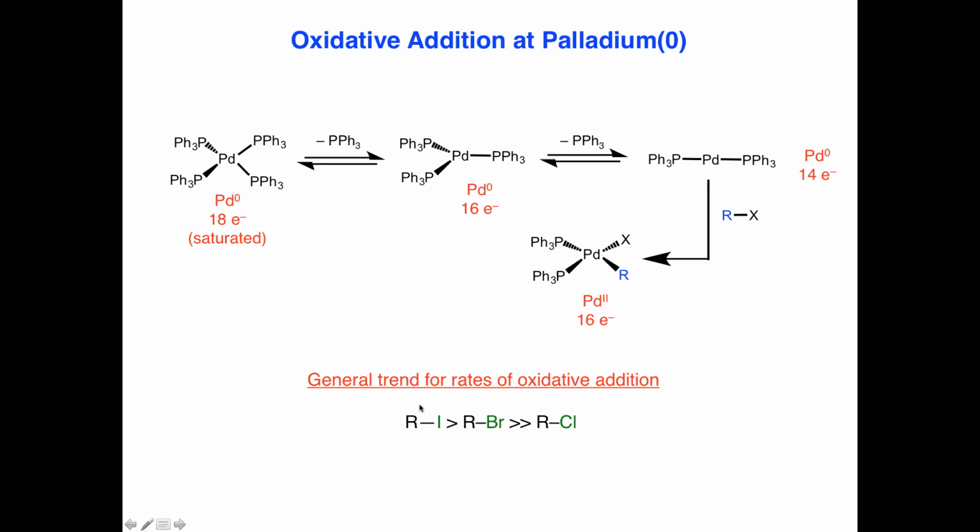In terms of bonds undergoing oxidative addition, the oxidative addition tends to go faster for the heavier organic halides. So organic iodides tend to react much faster than organic bromides, which tend to react much, much faster than organic chlorides. And organic fluorides are really not relevant at all. They very, very rarely will ever undergo oxidative addition.